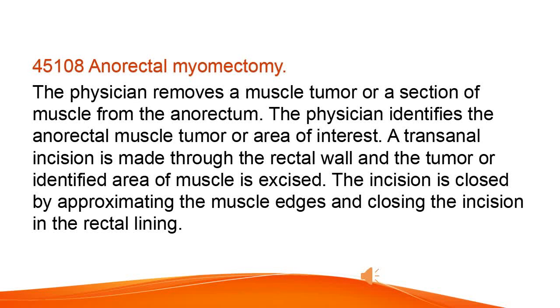Anorectal myomectomy. The physician removes a muscle tumor or a section of muscle from the anorectum. The physician identifies the anorectal muscle tumor or area of interest. A transanal incision is made through the rectal wall and the tumor or identified area of muscle is excised. The incision is closed by approximating the muscle edges and closing the incision in the rectal lining.